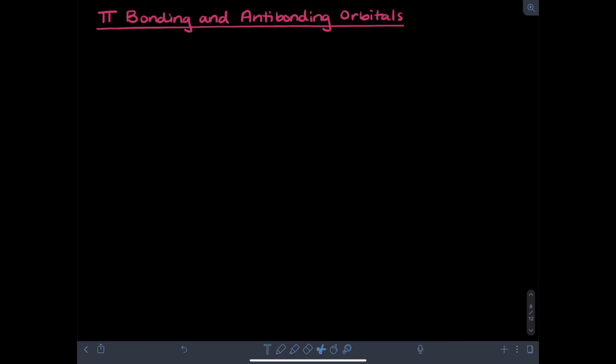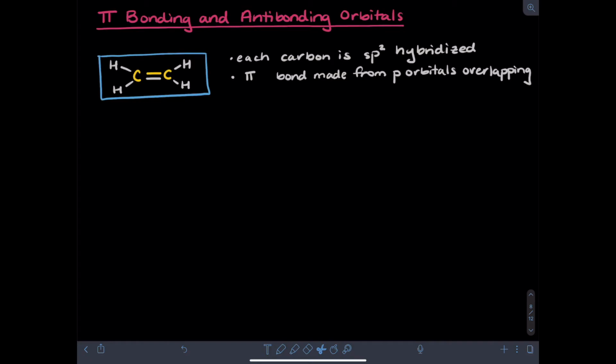So far, all of the bonds we've looked at, whether we made them from s orbitals or hybrid orbitals, have all been sigma orbitals, or symmetric about the bond axis. Now let's look at a pi bonding molecular orbital diagram. We're going to imagine looking at just the pi bond of ethylene. Each carbon of ethylene is sp2 hybridized, and we're making our pi bond from unhybridized p orbitals on each carbon.